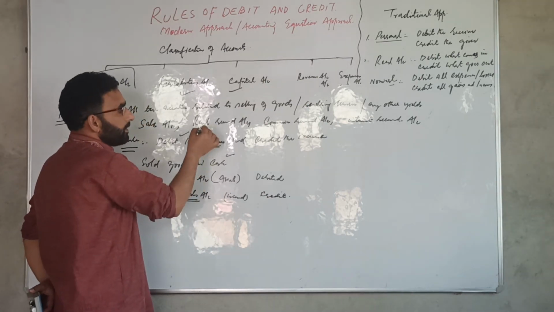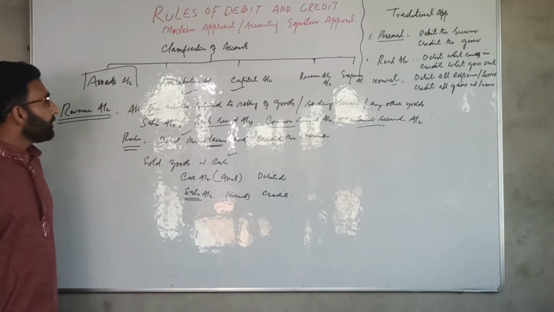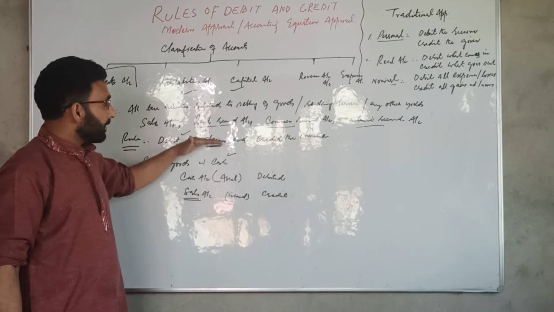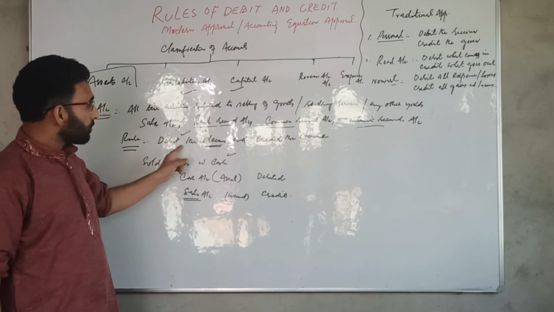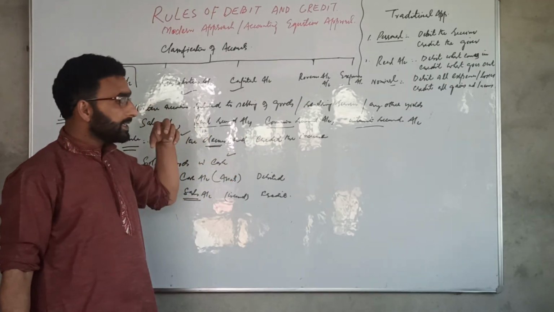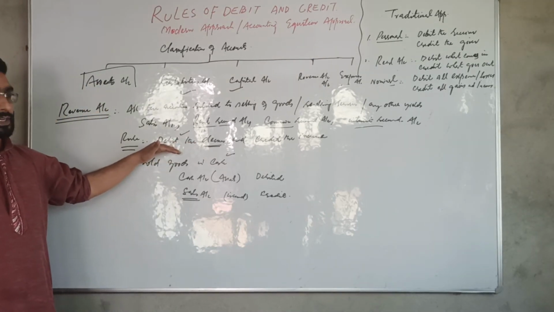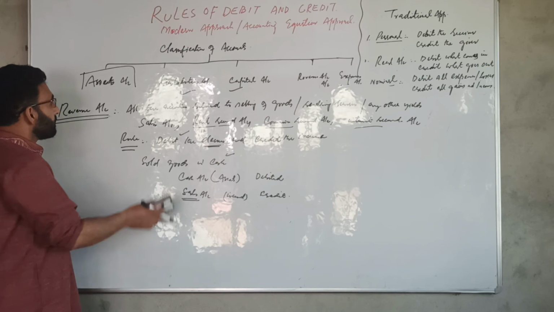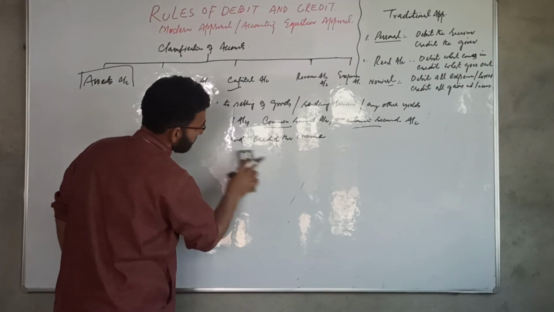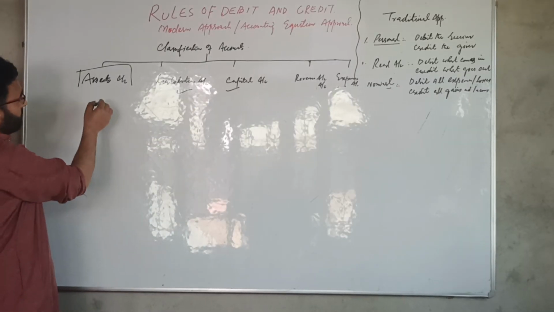Similarly, rent received, commission received, interest received, all these accounts are revenue accounts. When there is any increase, the revenue account is credited. When there is any decrease in the revenue account, as per the rule, the revenue account is debited. Now for another term we have, that is expenses account.